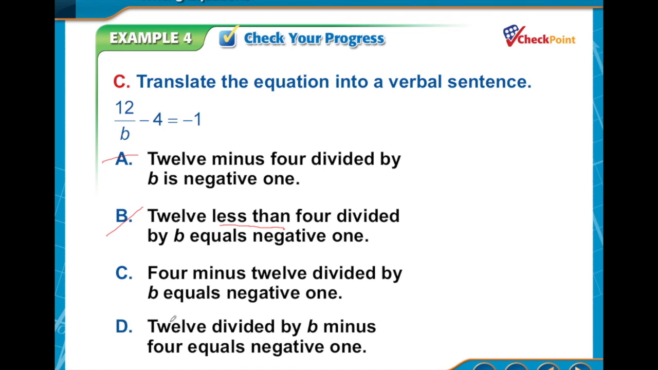And if we look at D, we see 12 divided by B, okay, minus 4, all right, equals, okay, negative 1, done. D is perfect. That is exactly what we're looking for. 12 divided by B minus 4 is negative 1. So there's that sentence given from the information we started with. So have that down as we move on.